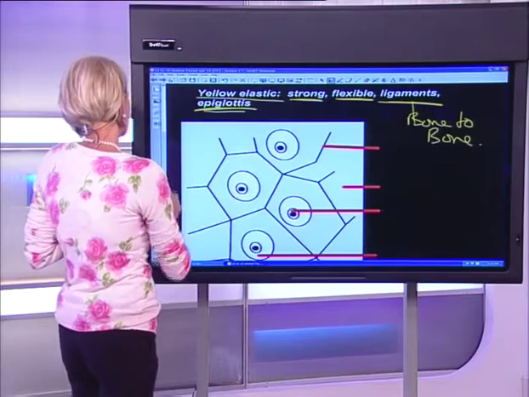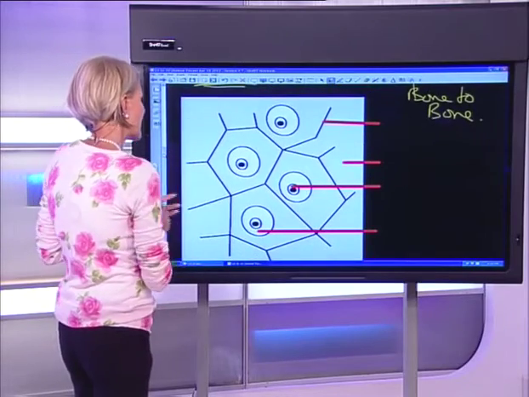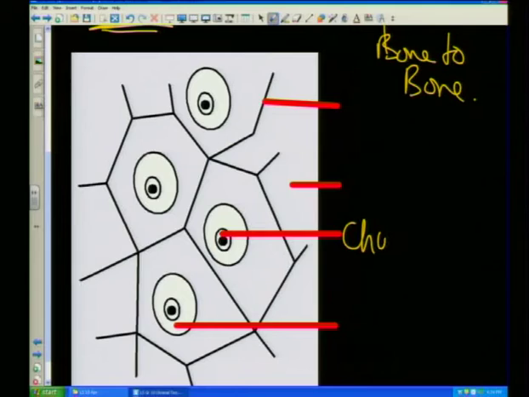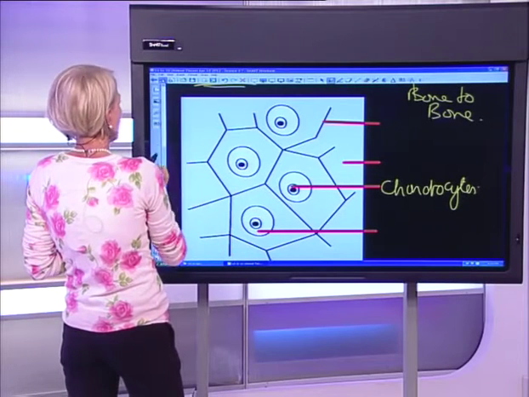So what we're going to have here are our fibers. Again, we have our little chondrocytes here, the little cells that make all the stuff that works in here, and then it has its little lacunar structure.